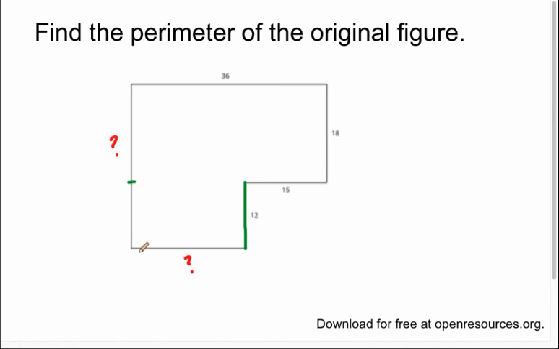So from here to here is a length of 12, and from here to here is a length of 18. So just take that length and move it parallel to itself. It's 18. So then what is the length of this entire segment right here? Well, 12 put together with 18 makes 30. So this length right here is a length of 30.